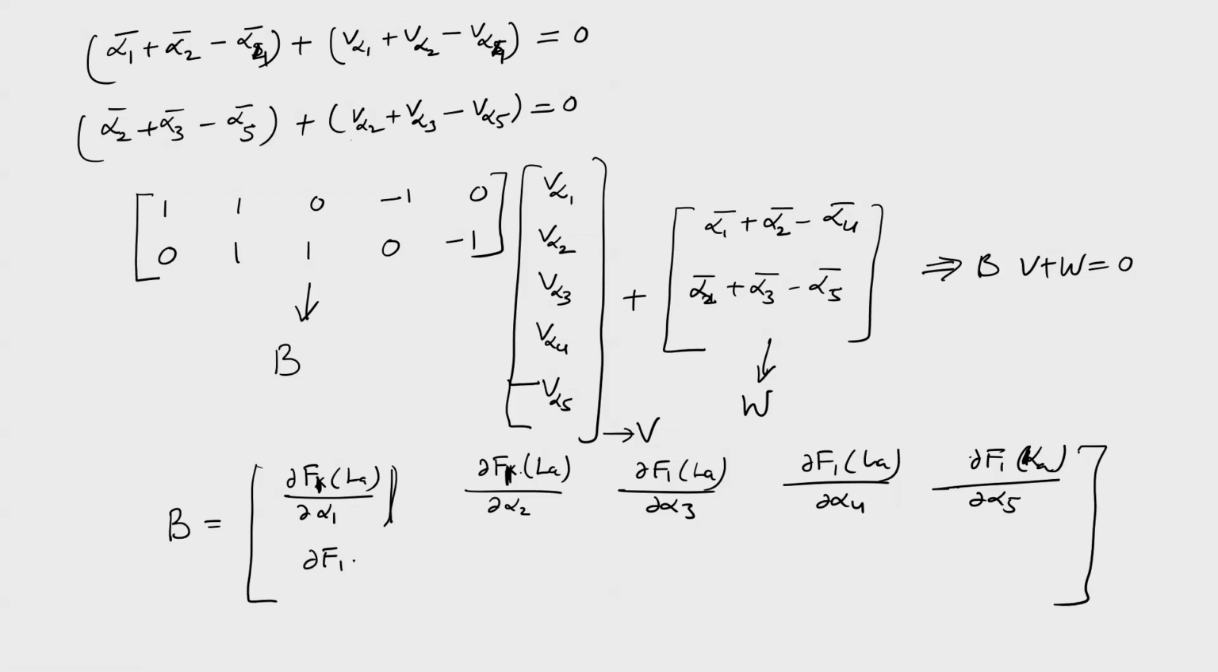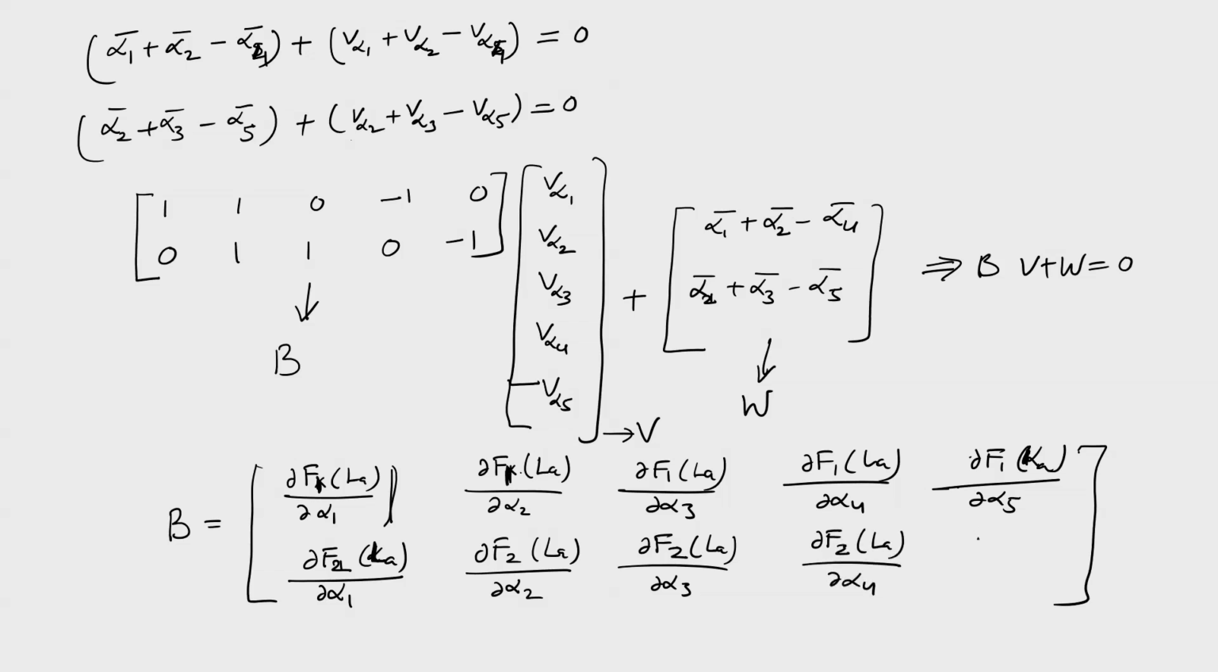Here I can write ∂F2/∂LA: ∂α1, ∂F2/∂LA by ∂α2 here, ∂F2/∂LA here, ∂α3, ∂F2/∂LA over ∂α4, and the last factor is ∂α5. This is the B matrix. What is F1 LA?